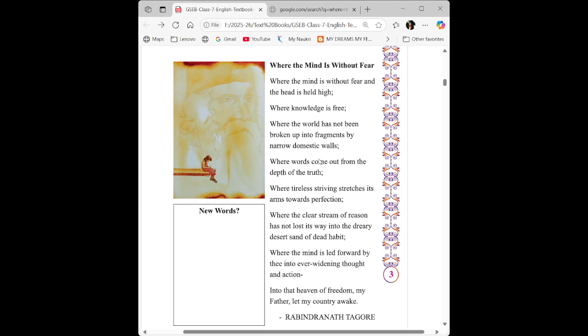Then he also talks about the society where people are not divided by narrow-mindedness or prejudice, but are united in the pursuit of truth. Okay, then where tireless striving stretches its arms. So tireless means people do not get exhausted, people do not get tired, but they are constantly trying, constantly striving for perfection.